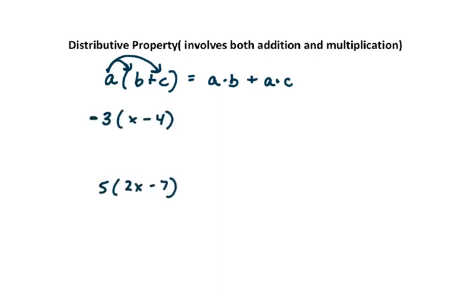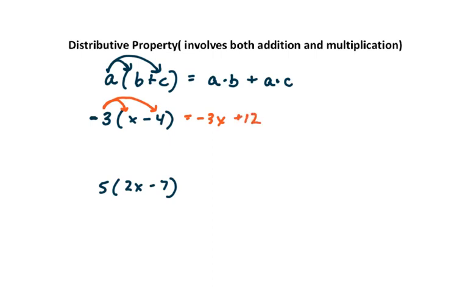So if I look at these problems that just popped up, I've got this -3 outside the parentheses. I'm going to multiply both of these items inside the parentheses. -3 times x is -3x. -3 times -4. That's right. The negatives are going to get multiplied together, and that makes a positive number. 3 times 4 is 12.